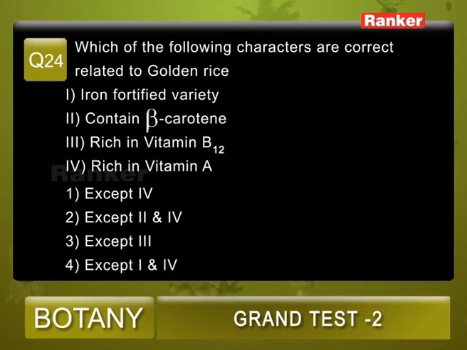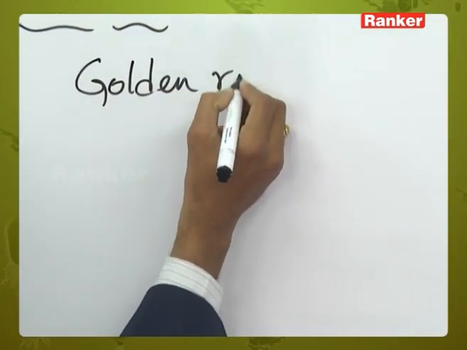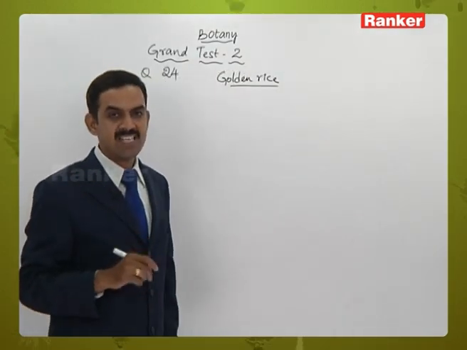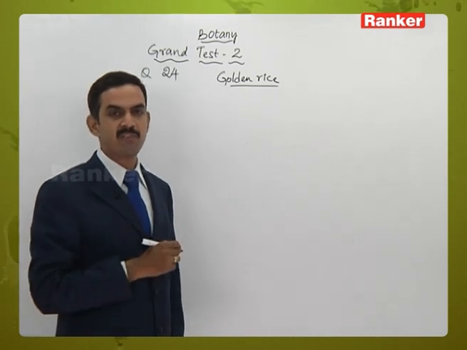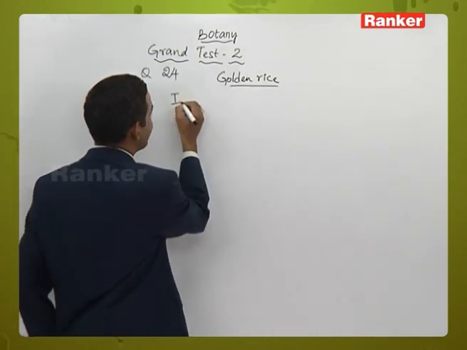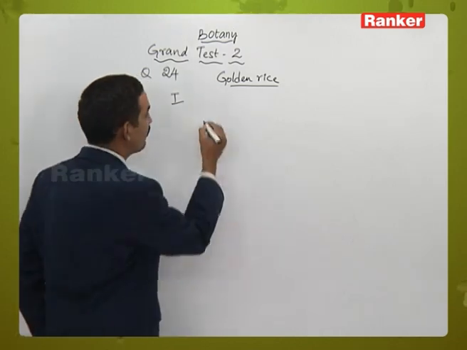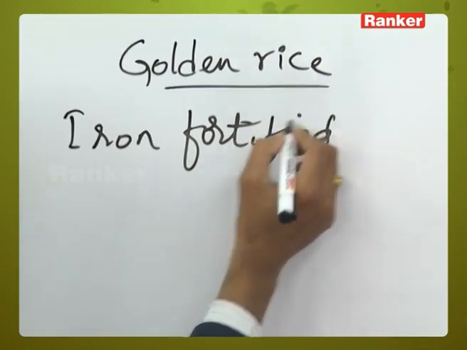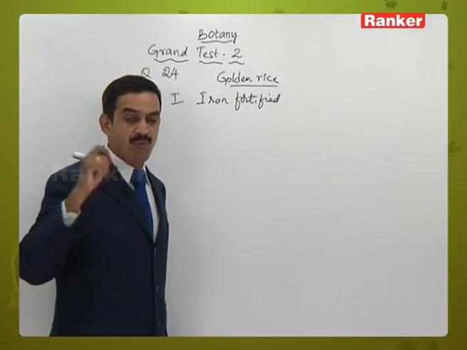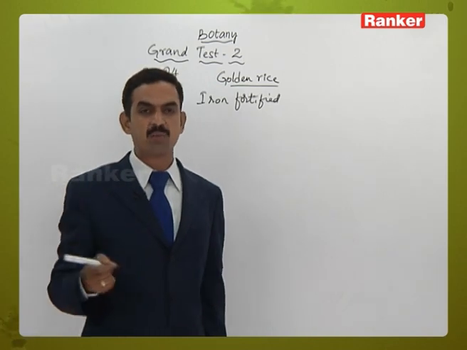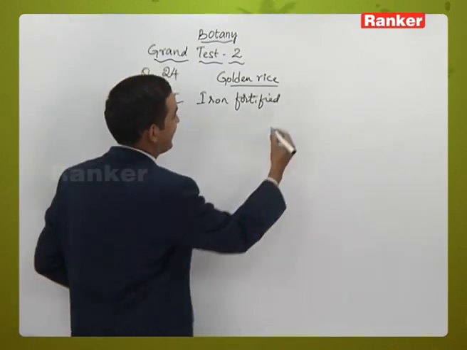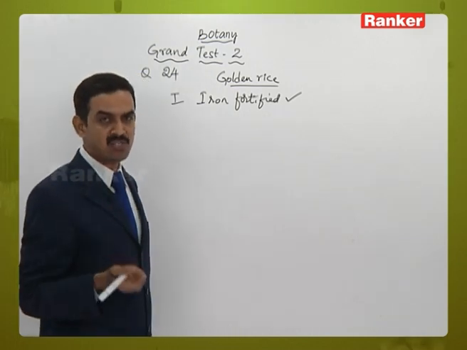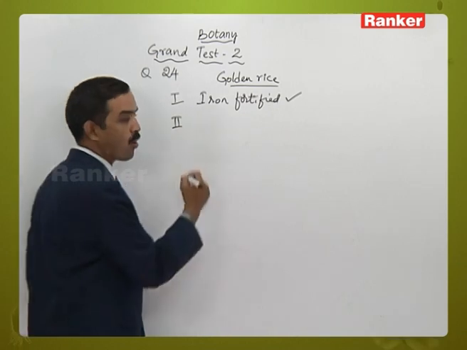Okay, so this is a question related to golden rice variety. This is a highly nutritious rice variety produced from the Taipei variety of rice. So let us see the first character related to this one. It's an iron fortified variety. What do you mean by iron fortified? Iron fortified means in this one iron is 5 times more than that of the actual variety of plant. So this is correct. Yes, it has 5 times more iron when compared to the conventional variety of rice.